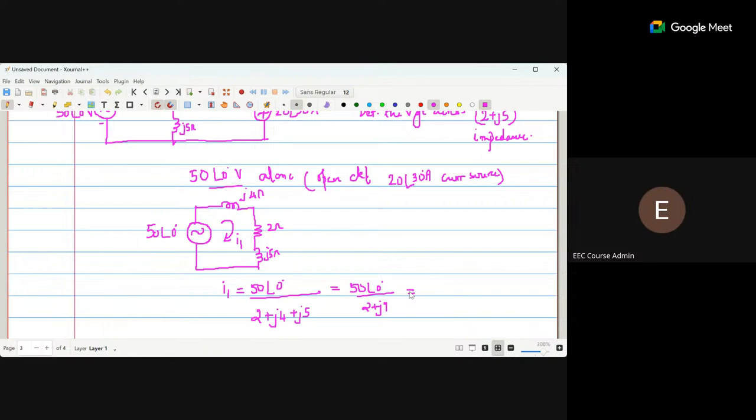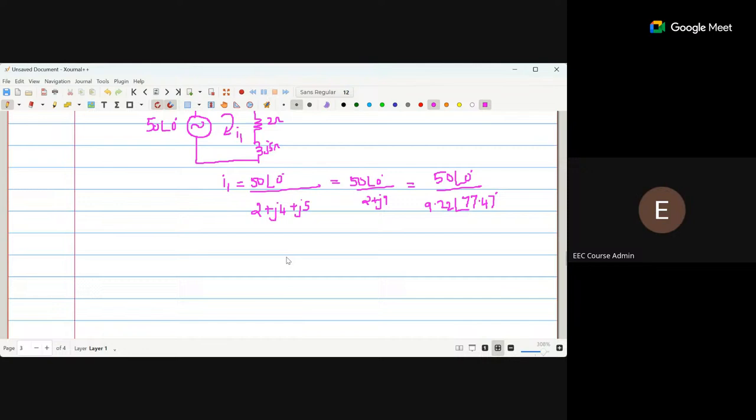So polar of 2 plus J9. So this is 50 angle 0 divided by 9.22 angle. So that will be 5.42 angle minus 77.47 degrees, this much amperes.